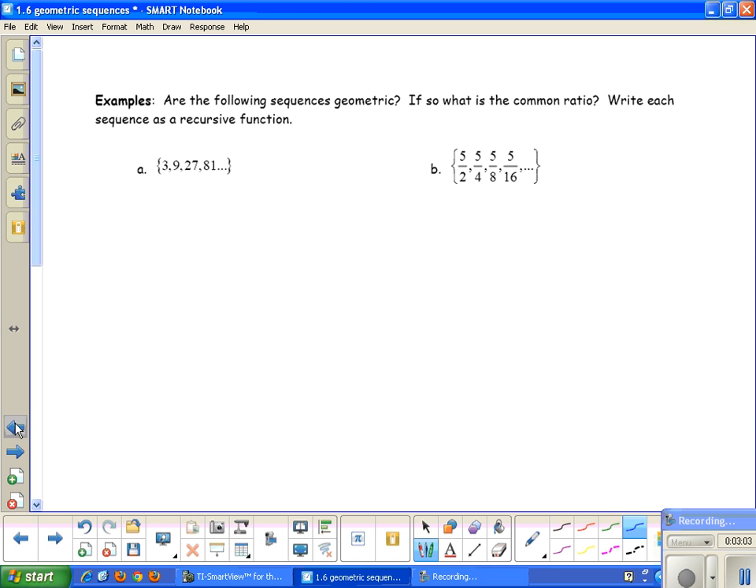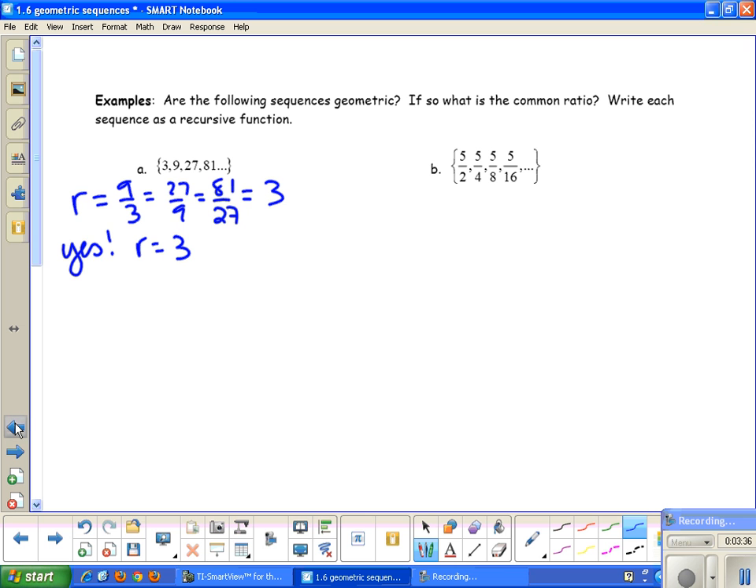So let's go back here. Are the following sequences geometric? If so, what's the common ratio? Write each sequence as a recursive function, and we're also going to do explicit. Just like the last problems, the first thing we want to do is look at these and figure out the common ratio and if it's the same. So 9 divided by 3 has to be equal to 27 divided by 9, and so on. We just showed this in the last one, which we know is equal to a value of 3. So I know this is a geometric sequence, and the common ratio is equal to 3.